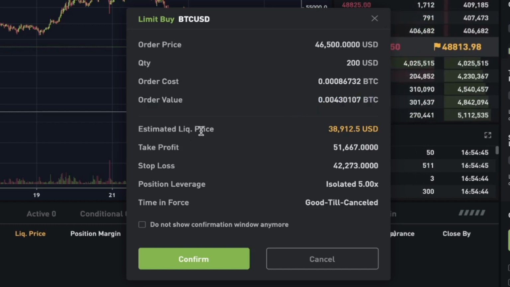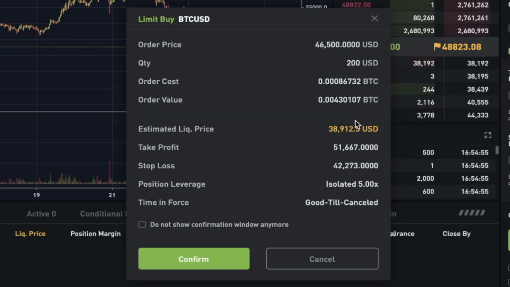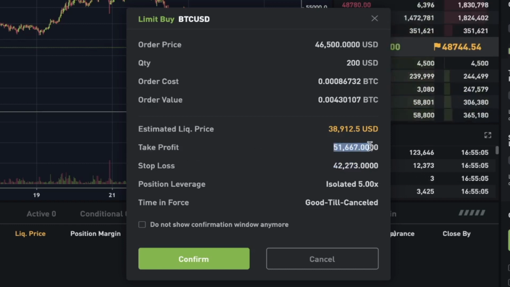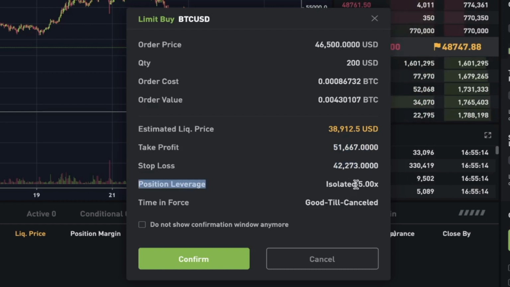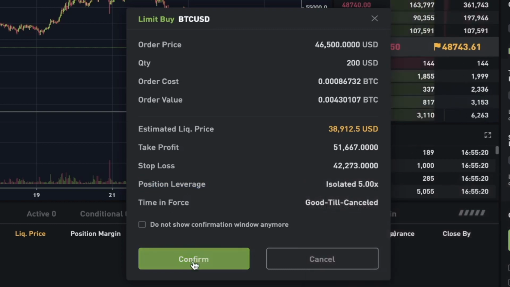The estimated liquidation price is at $38,912, meaning that if the Bitcoin price comes all the way down to this price, then you are liquidated, you'll be out of the market, but you have a stop loss. So before you are liquidated, you'll be stopped out. Your take profit is at 51,667. We said this is 50% of what you're risking, and your stop loss at 42,273, which is also 50% of what you're risking. Your position leverage is isolated 5x, and time in force is good till cancelled. So now we can confirm the trade and we'll be in the market in no time.